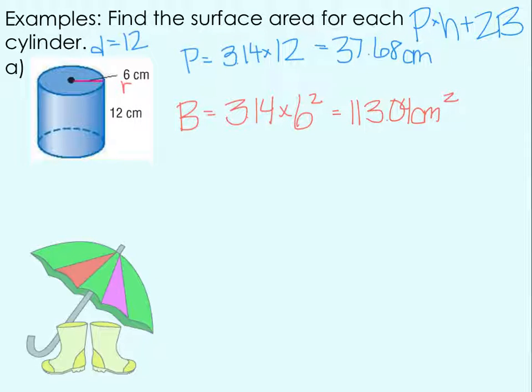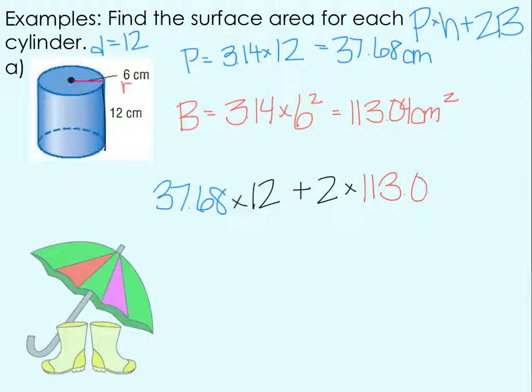So here are our first 2 steps as we go through our steps to get it right. Our last one is how do we get it right? Plugging into our formula, our perimeter is 37.68 times the height. Again, the height is the distance between the 2 circles here. So that height between the 2 circles is 12. Plus 2 times the area of the base, which we found to be 113.04.